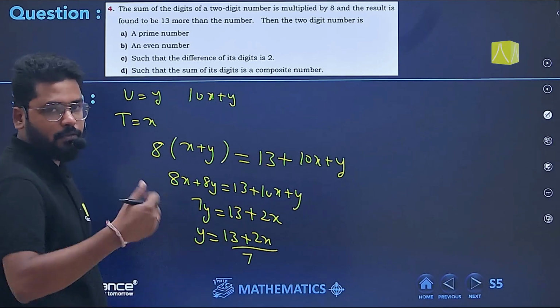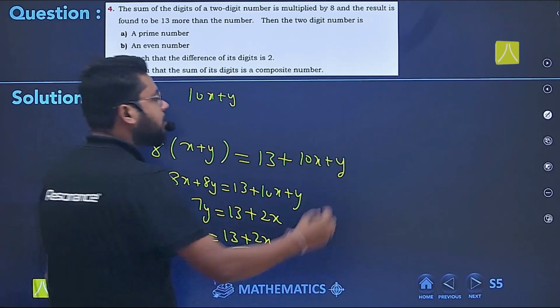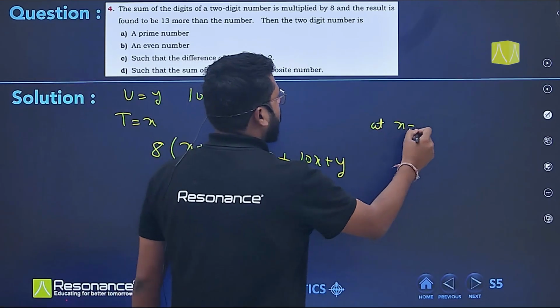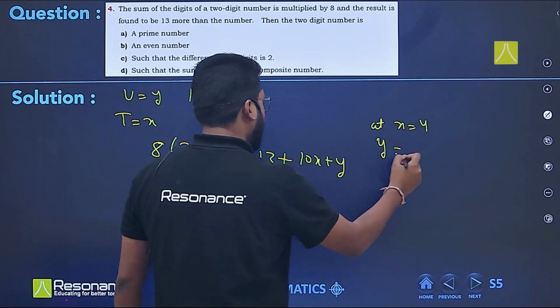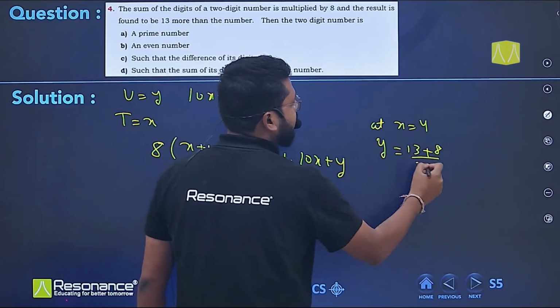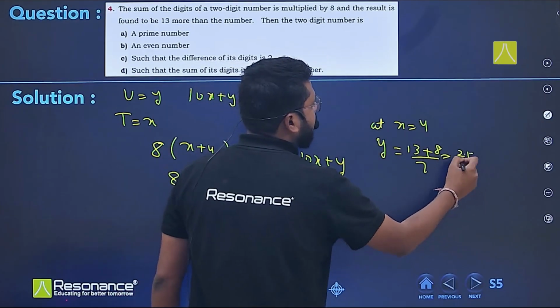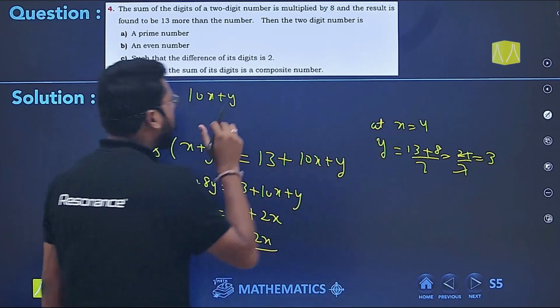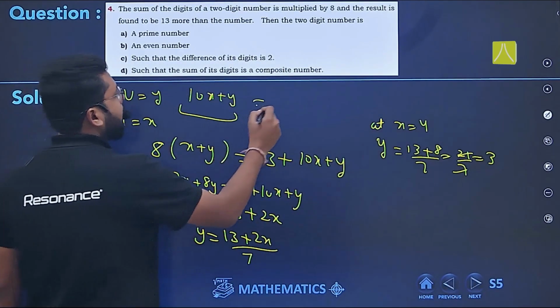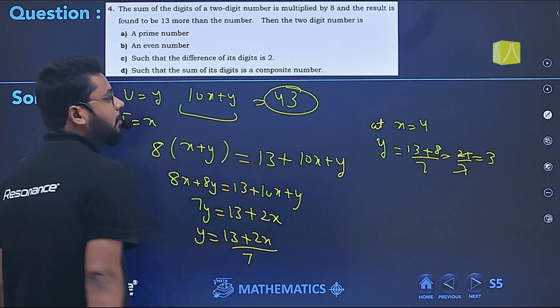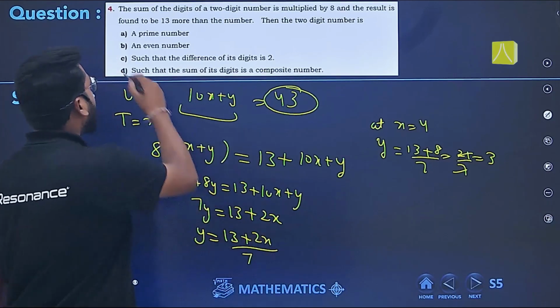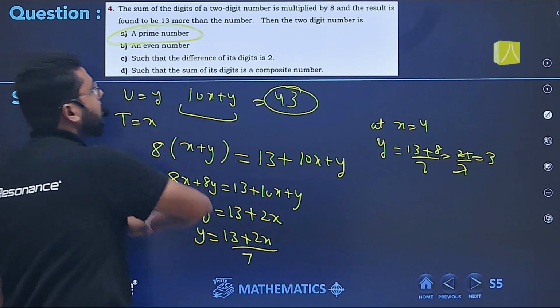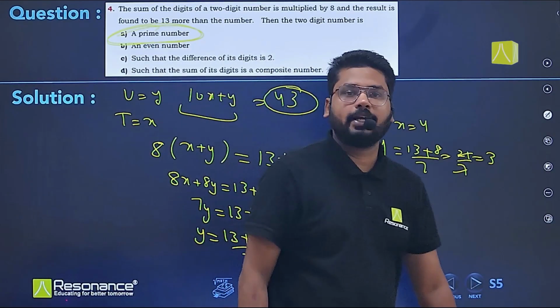So if you put x 1, 2, 3, 4, then at x equals to 4, we'll find y is equals to 13 plus 2 into 4, that is 8, by 7. So 21 by 7, that is 3. So x is 4 and y is 3. So our number will be 43, and 43 is a prime number. So our option number A is correct.